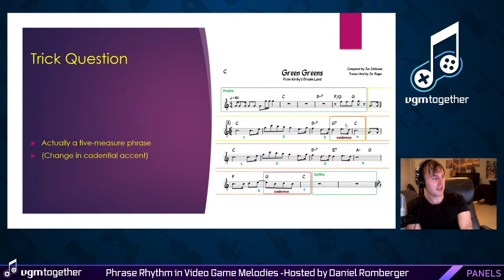And you notice that with the cadences, the first one went from 3 going into 4, but this one goes from 5 going into 1, and then we have a little bit of a suffix that happens afterward, where that material continues. That material, again, is more connected to the previous material than it is the following material, so that's why I would call that a suffix rather than a prefix. So yeah, that's a bit of Green Greens for you.